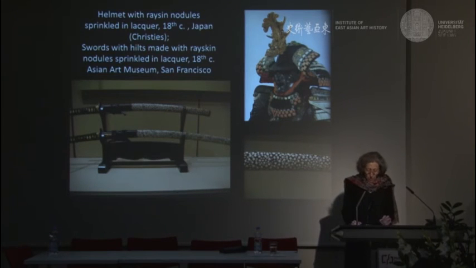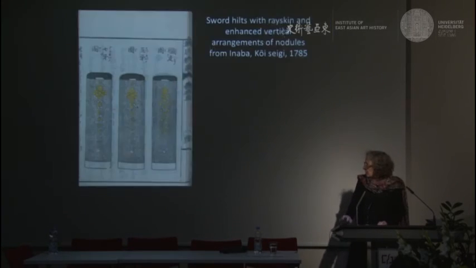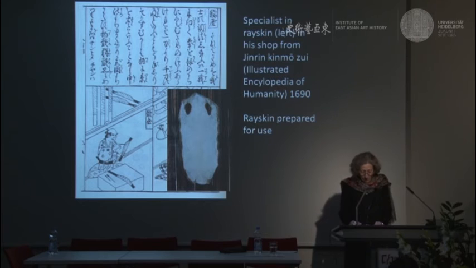Locally available species could be used, but a passage in the 17th century Illustrated Encyclopedia of Humanity, or Jinrin Kinmozui, notes that imported skins from Sao Tome on the Coromandel Coast, which we've already heard about, and Champa in modern-day Vietnam, were especially sought after. Furthermore, Dutch records testify that ray skins were among the trade goods exported from Ayutthaya, the capital of Siam.